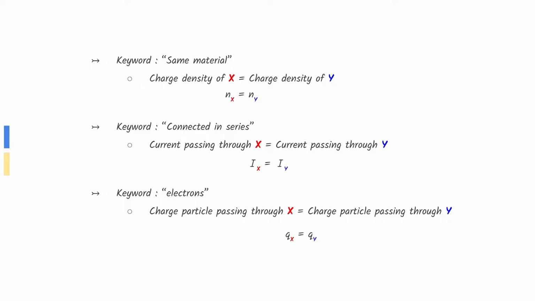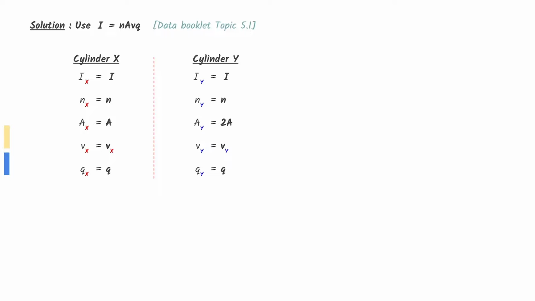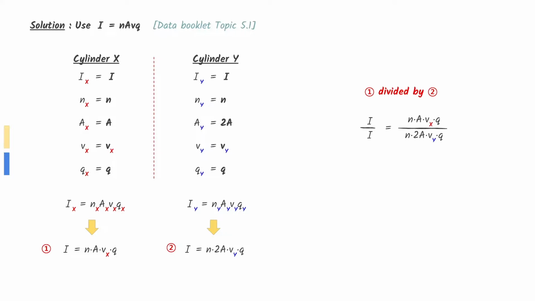Let's first have a closer look at the question. Same material means that the charge density is the same. Connected in series means that the current is the same. Electrons pass through both cylinders, meaning that the charged particle is also the same. All the information has been arranged here. Put these values into the equation given in the data booklet. Divide equation 1 with equation 2. Cancel out and rearrange to find your answer.